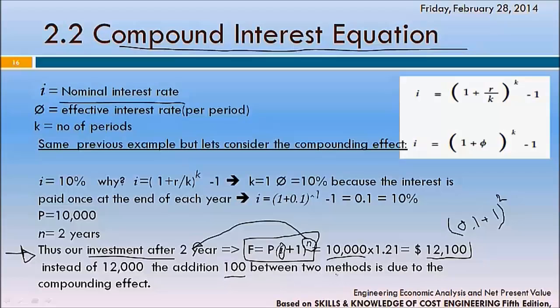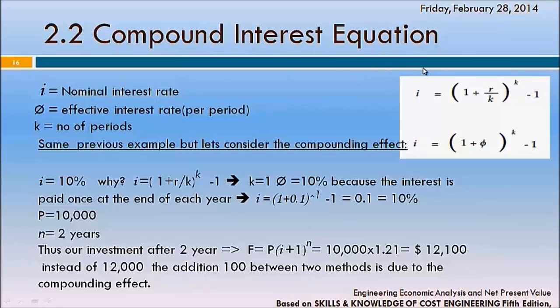In another way, at the end of year 1, your investment is going to be 10,000 into 1.1, so it's going to be 11,000. Then it's as if I'm investing the 11,000 for one more year, so your 11,000 at 10% is going to be 12.1 thousand. You are taking the interest accrued in the first year, adding it to your investment, and compounding the amount.